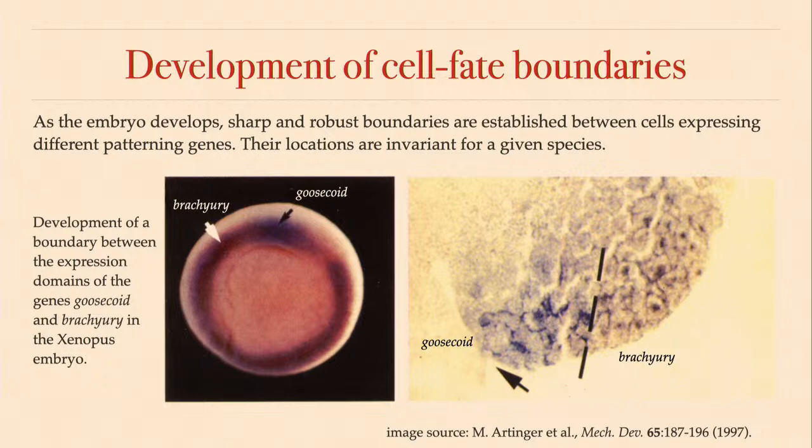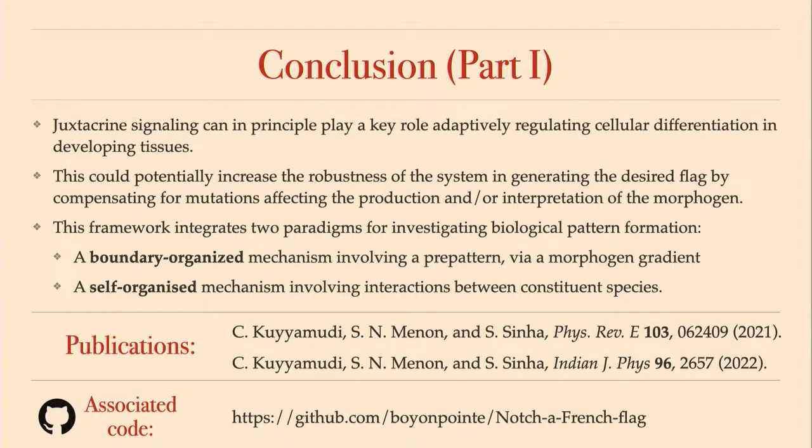Are there any questions at this point? Oh yeah. In the models you made, you varied the parameters of activation or repression, right? And you told us how robust it is when it comes to these parameters. What about the parameters affecting the gradient itself, the morphogen gradient? How robust is the system when it comes to that?